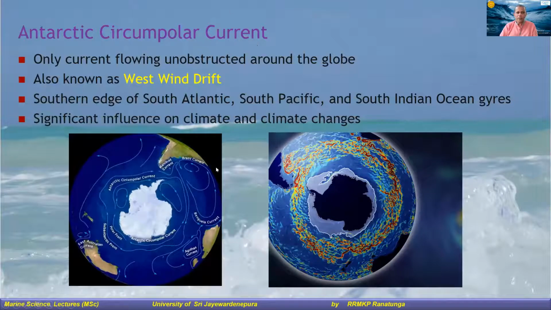The other thing we discuss is the Antarctic circumpolar current. That's the only current that's going around the globe without much obstacle, so because of that it's going right around the globe. The graphics show, in the left image, and the right one is the computer generated flow of the ocean current, and you can see it's more or less a circular movement around the globe. This is called the Antarctic circumpolar current or west wind drift.